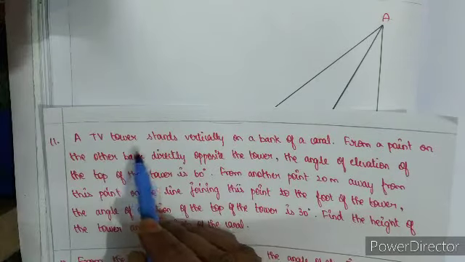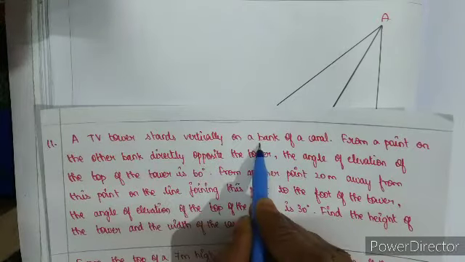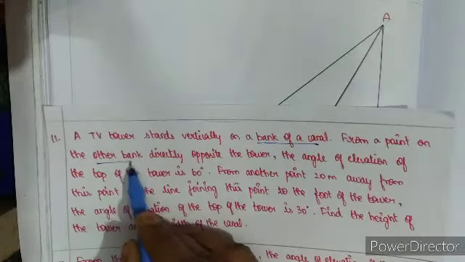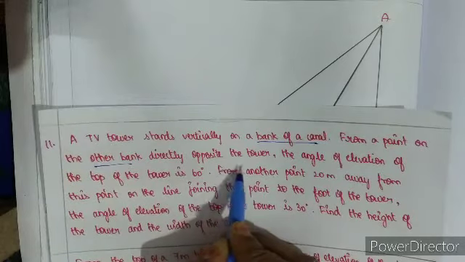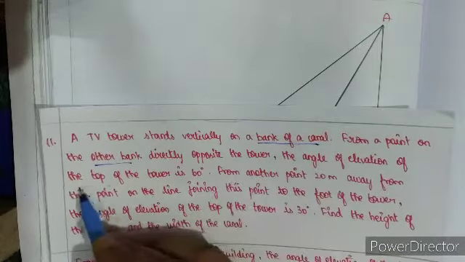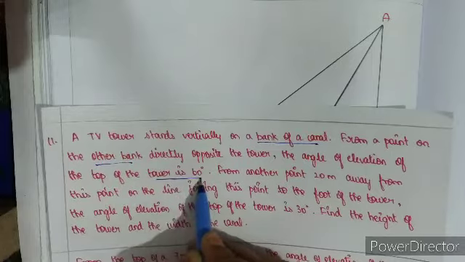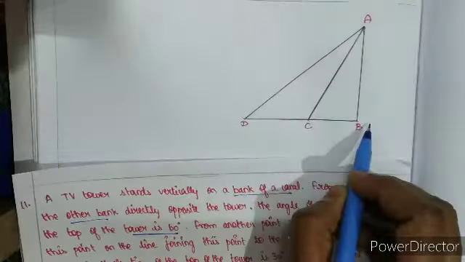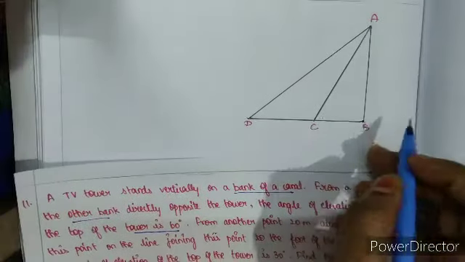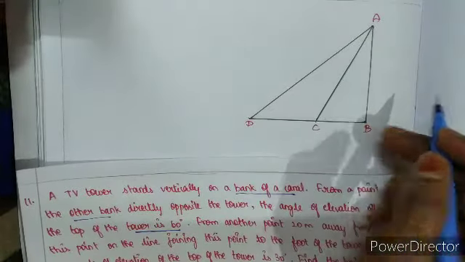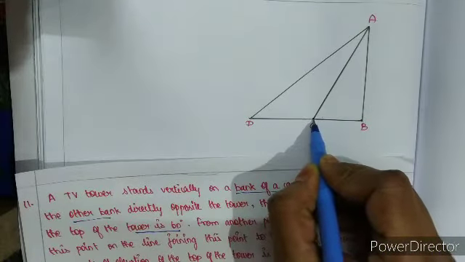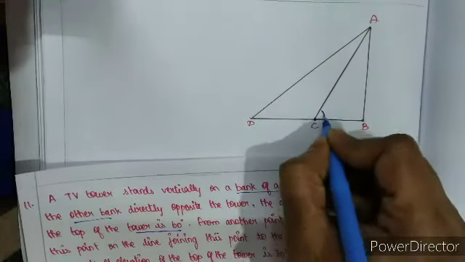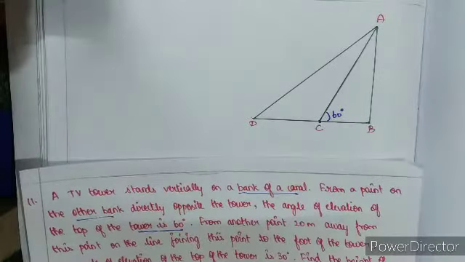A TV tower stands vertically on a bank of a canal. From a point on the other bank directly opposite the tower, the angle of elevation of the top of the tower is 60 degrees. See here, let CB be the banks of the canal. On one bank, there is a TV tower, and from the other bank, the angle of elevation to the top of the tower is 60 degrees.